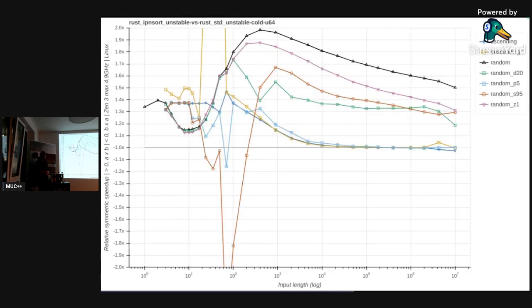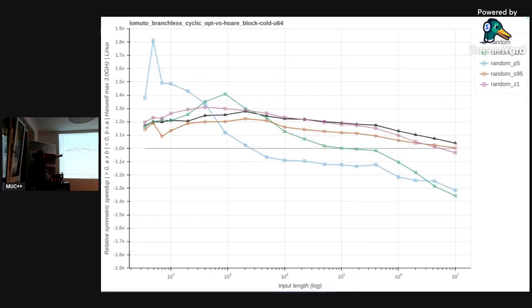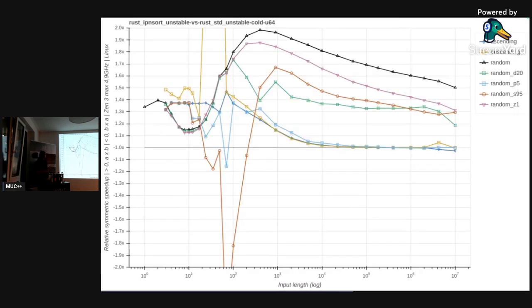Yeah, this is kind of the final version I landed on some time ago. I fixed a unique symbol bug, if you spot it. Random Z1 and random P5 have the same symbol. They were supposed to have different symbols, but now they actually have different symbols.